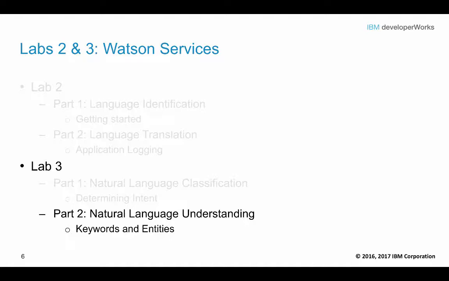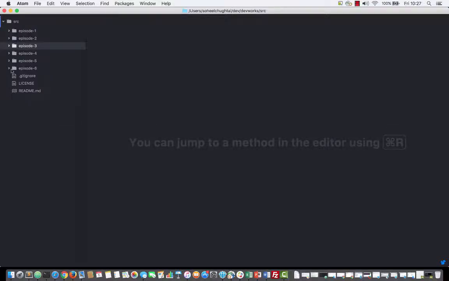There are a lot of other services available, so we could determine sentiment, we could determine emotion. But we're going to conclude this series with keywords and entities so that your application has a fuller understanding of what your user is requesting of you. So let's look at the source code.